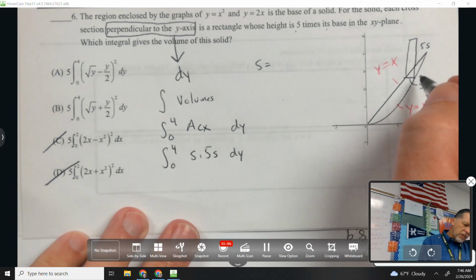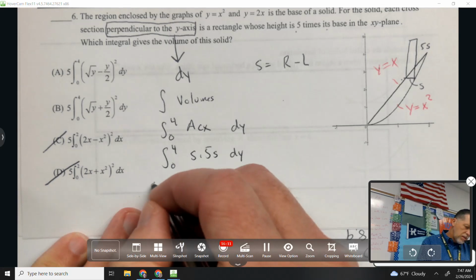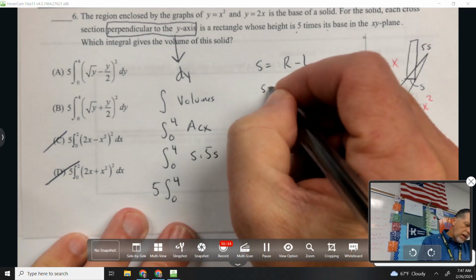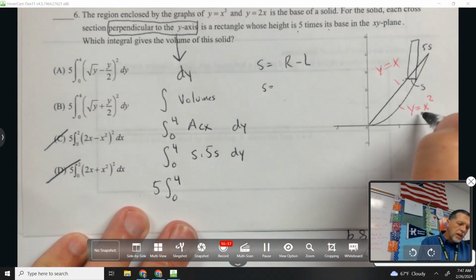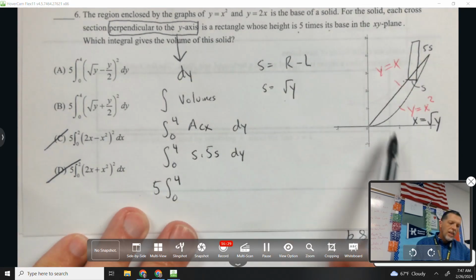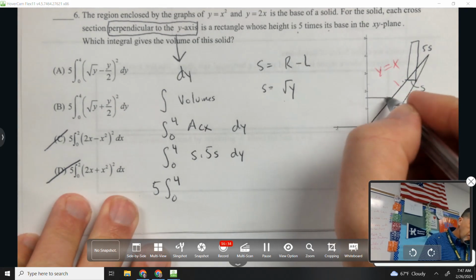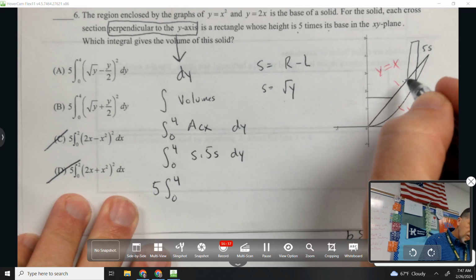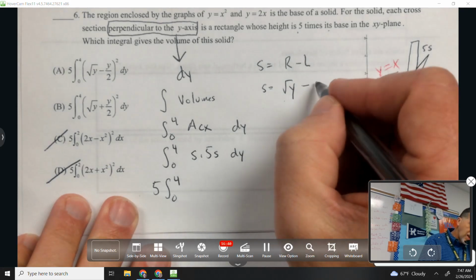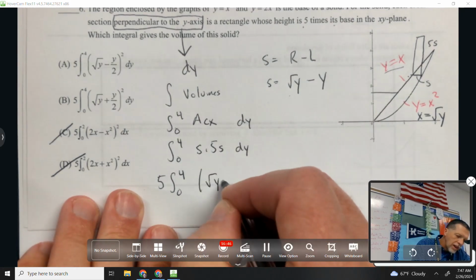So on my picture, it is right minus left. Right minus left. But it's got to be a y thing. So the rightmost one is y equals x squared, which means x equals square root of y. And the left thing, so the distance there is, well, y equals x, so x equals y, so minus y. So square root y minus y.